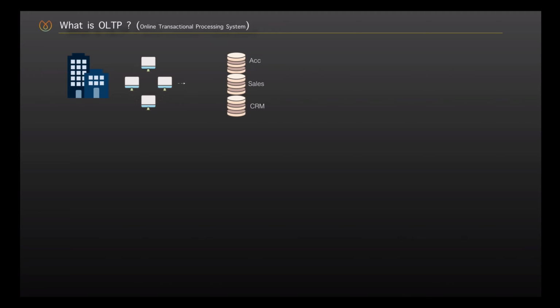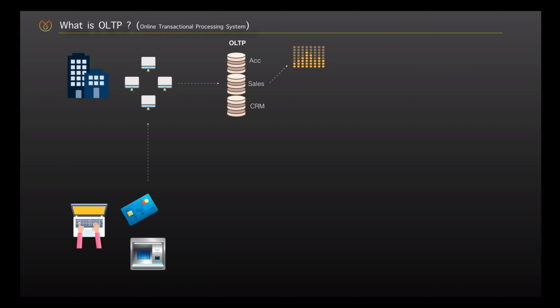Companies run multiple operational systems: accounting, sales, project management, CRM, which process and store thousands, even millions of transactions every day. We mainly refer to these systems as online transactional processing systems. For example, each purchase you make with your credit card, each money withdrawal from an ATM, or each click in a website would be stored as a new transaction in the database.